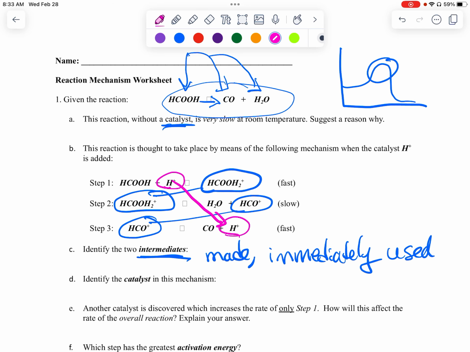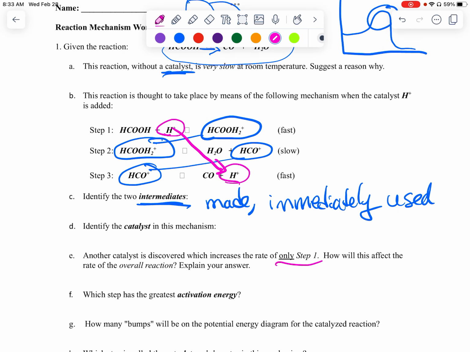Another catalyst is discovered which increases the rate of only step one. Does this affect the overall reaction? Well, step one is already fast. Making it faster really isn't going to make a difference. It's like if you're in a swimming race or in a track race, you're only as fast as your slowest runner. So if everybody else gets incrementally faster, but the other person doesn't, your whole team is not going to get that much faster. It's really not, okay?